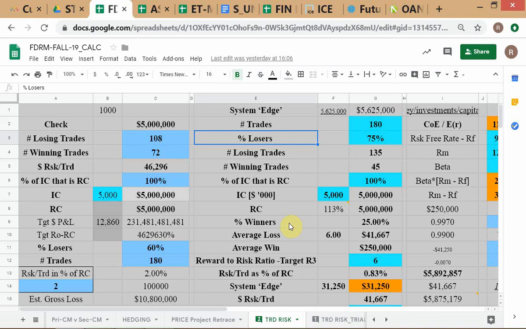Yeah. Multiply R3 into the average loss. If you see average win, yes. No, you don't multiply here. One minute. Let's look at this. How do you arrive at average win?